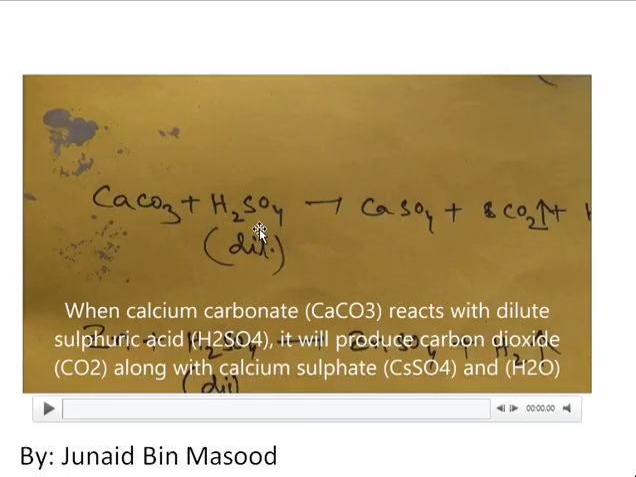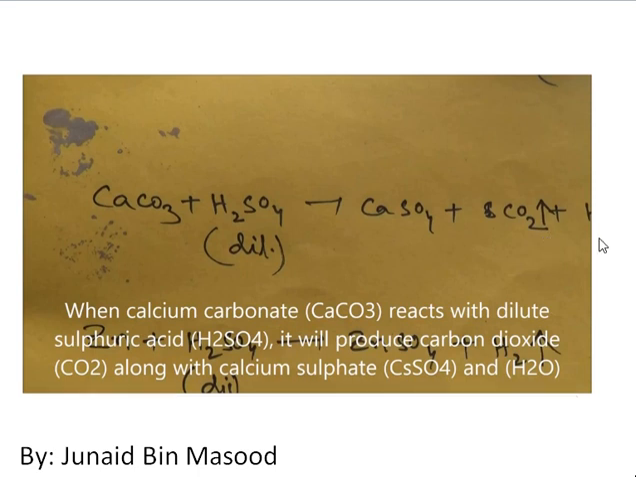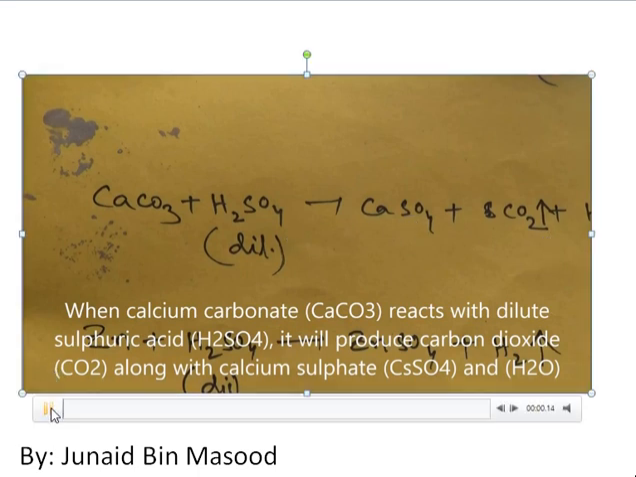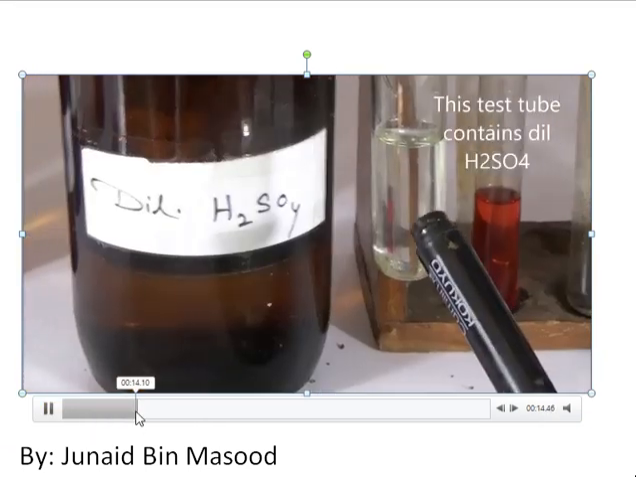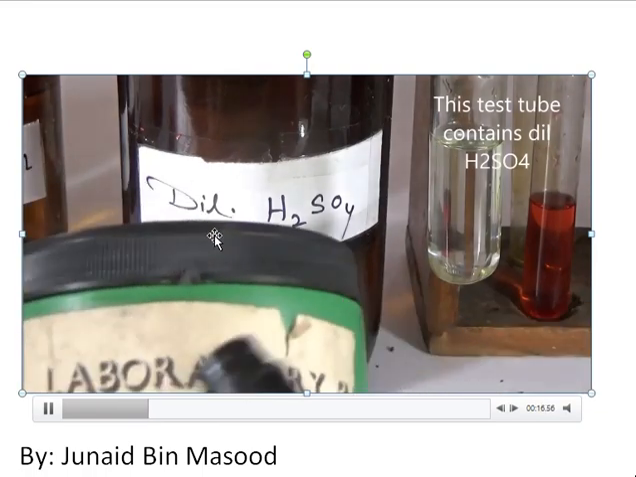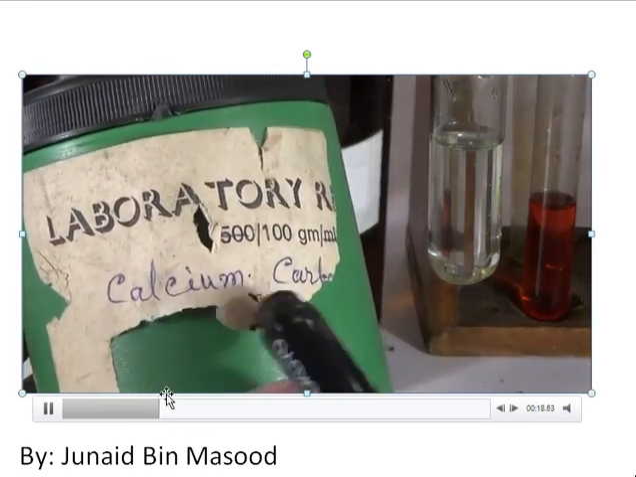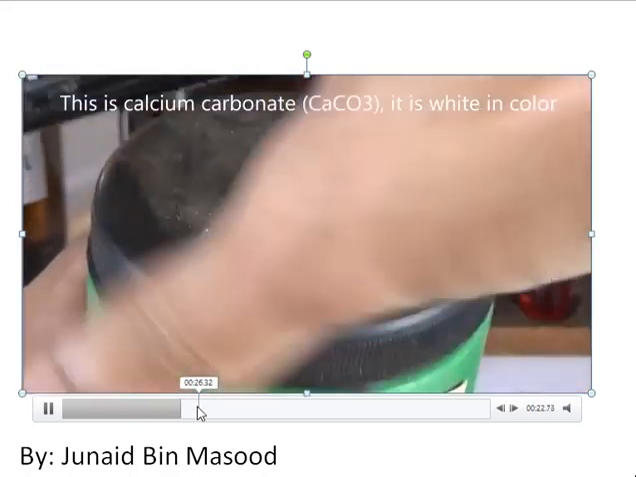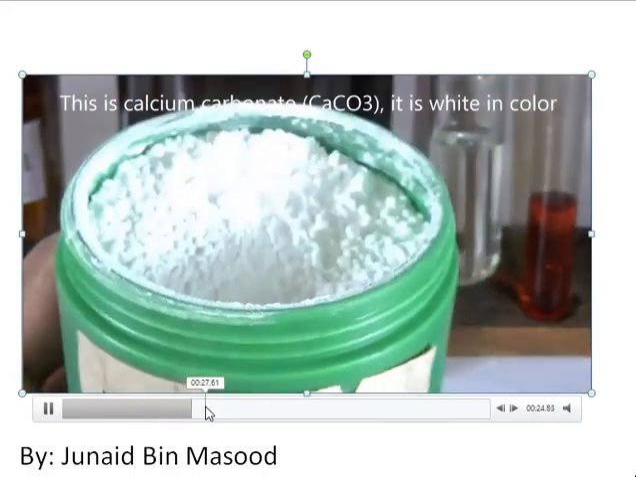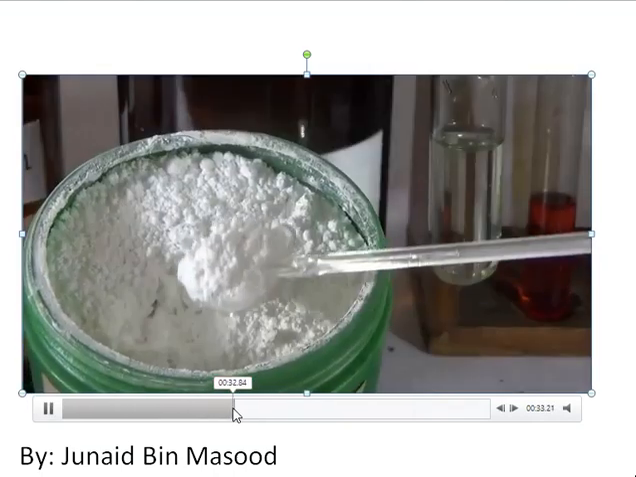I'm using another acid, which is H2SO4. So whenever calcium carbonate reacts with sulfuric acid, it produces carbon dioxide, water, and a salt, which is calcium sulfate. Now, let's see how the reaction is going to take place. This is sulfuric acid, and this is calcium carbonate, okay? Now, the calcium carbonate we will be putting inside the acid, and let's see what happens.